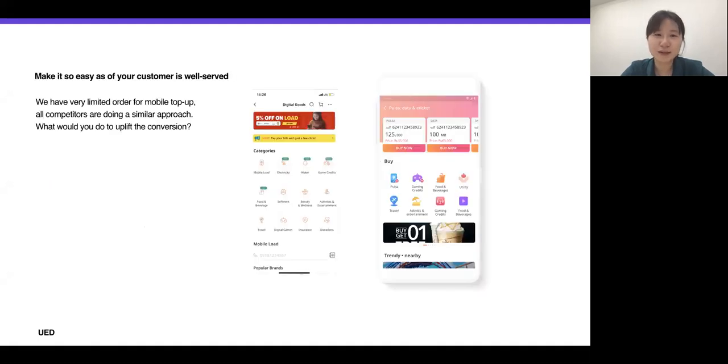I would also like to share a bit of background on how we ended up with our current digital goods design. On the left side was our old digital goods page, where a customer can come over here and buy loads, pay their electricity, and get a data package. But we didn't have great performance on this either.